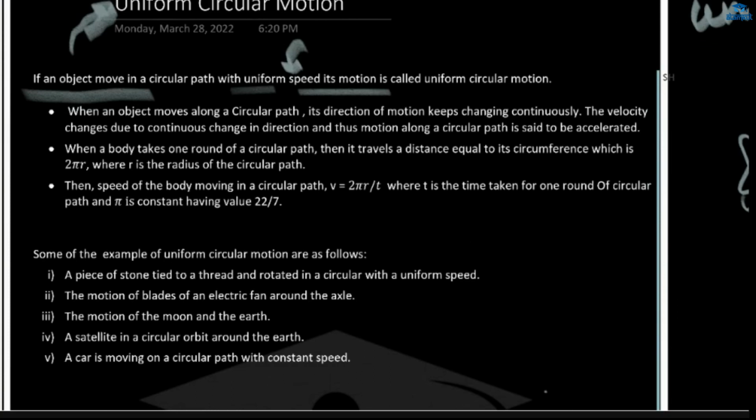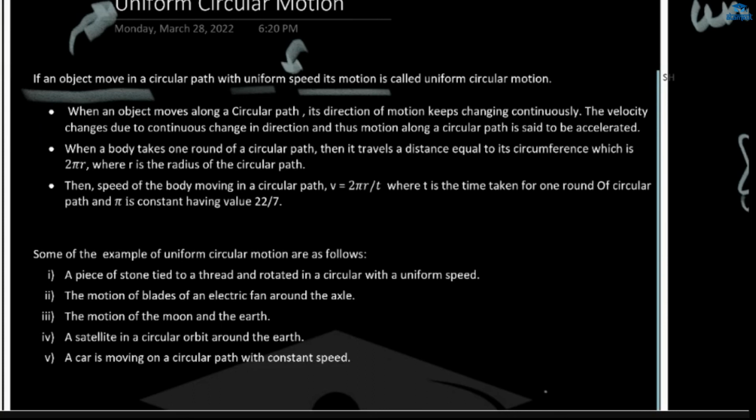If the speed is uniform but the motion is not, the whole motion will not be uniform. For uniformity, even the direction should not change, but here the direction changes at every point, so we cannot call this uniform motion. We call it uniform circular motion or non-uniform motion. If we need an example of accelerated motion with uniform speed, this will be the best example.